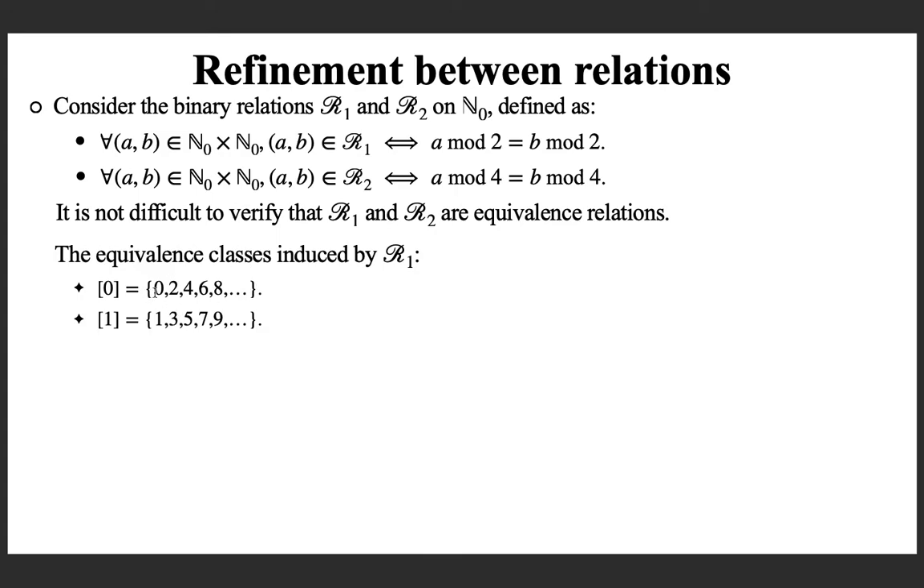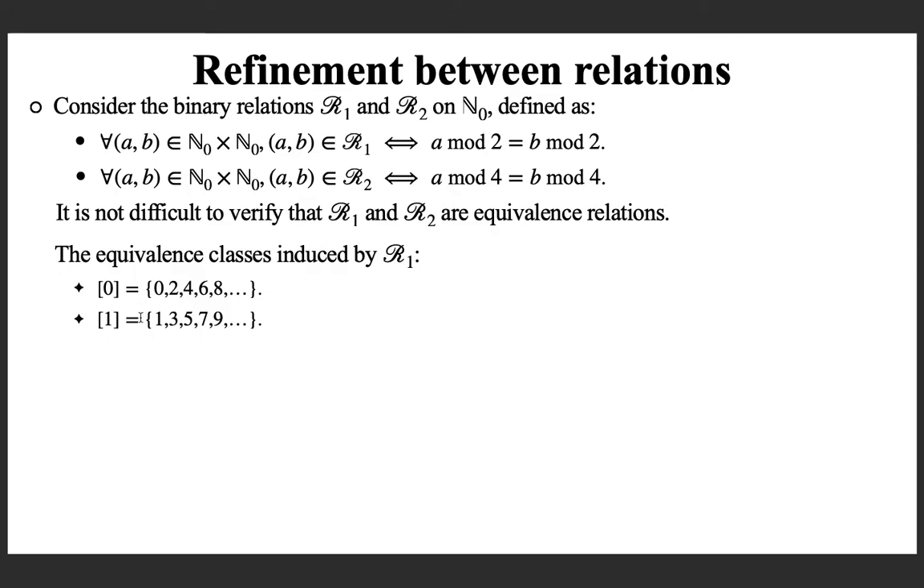That is, all these elements are even numbers, and these numbers are those numbers which will give the remainder 0 when you divide them by 2. You can see that any two even numbers are related, because if you divide an even number by 2, you will get 0 as remainder. Similarly, here the set of all odd numbers: if you divide any odd number by 2 you will get 1 as remainder. So any two odd numbers are related under the relation R1. And I have selected the least number as the representative element of these equivalence classes.